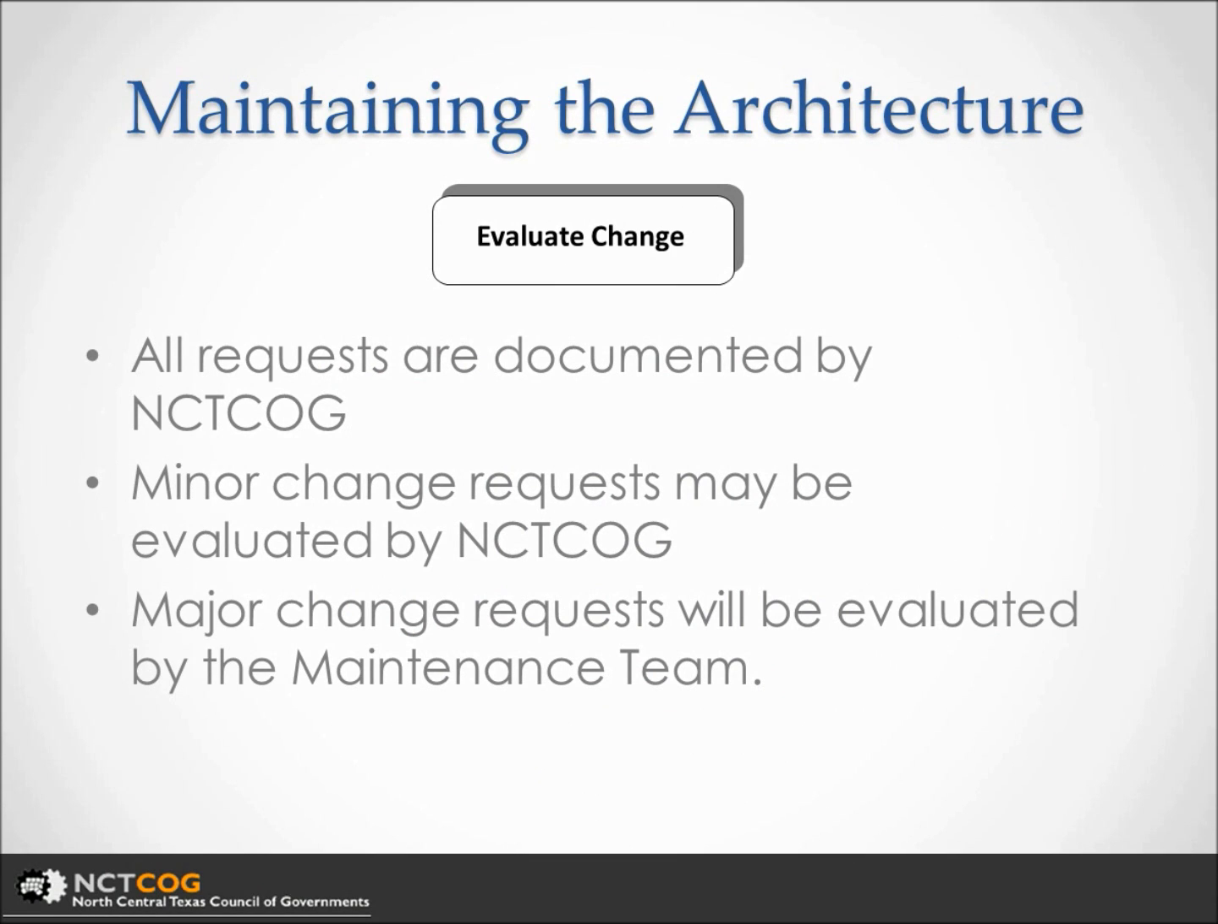Step 2 in the architecture maintenance process is evaluating changes. All requests for change are documented by the COG. They may come from a review they've done, through the architecture consistency statements, or through change request forms. Minor changes may be evaluated by the COG itself. Major changes to the architecture will be evaluated by the maintenance team.